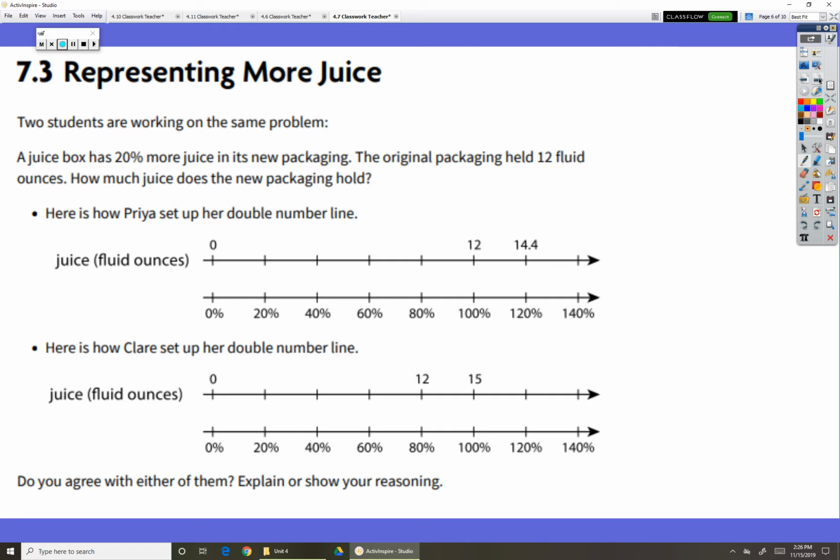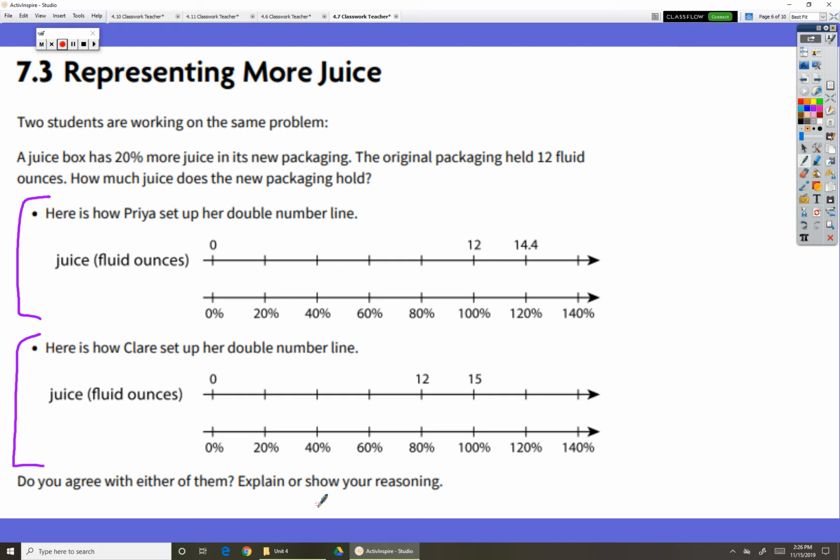Here's how Priya set up her number line. So we've got Priya's number line here, and then we have Claire's number line there. Do you agree with either of them? Explain or show your reasoning. So pause the video, think about this independently, compare your answer with your partner, and then come back to check.